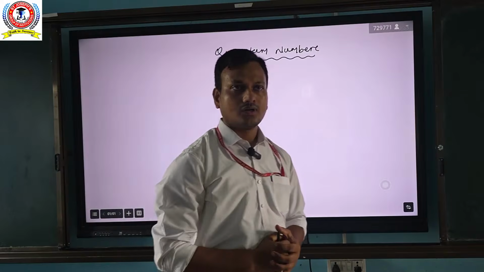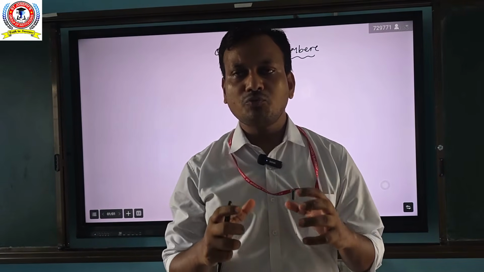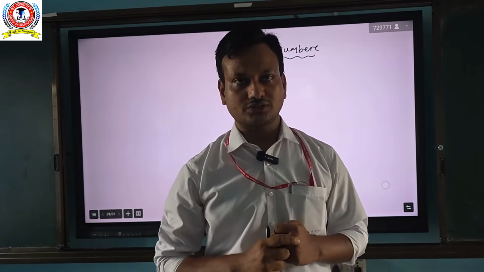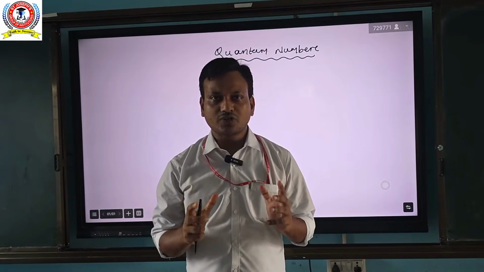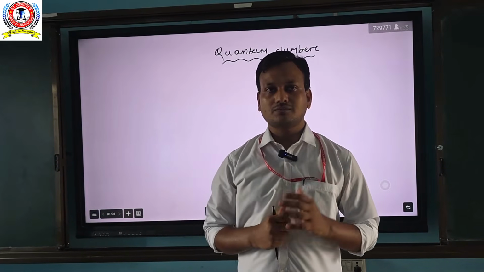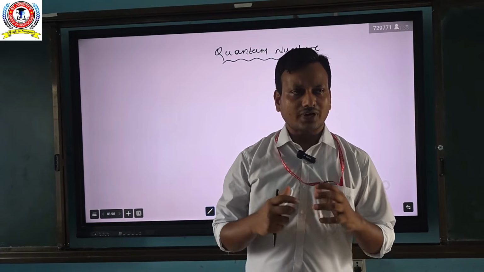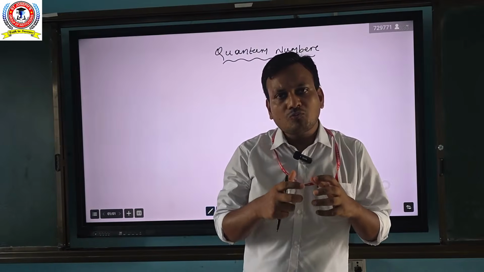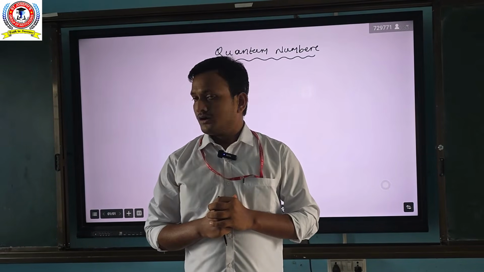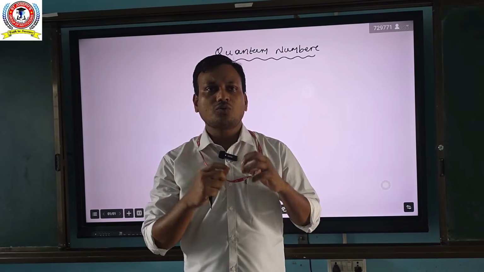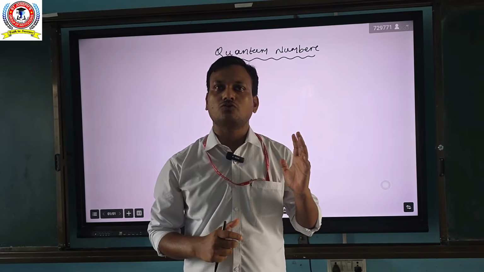Quantum number. What does it mean? First of all, quantum number consists of four numbers. One is principal quantum number, second one is azimuthal quantum number, third one is magnetic quantum number, and last one is spin quantum number. First of all, why was quantum number introduced in atomic structure? Because quantum number gives the proper address of an electron.